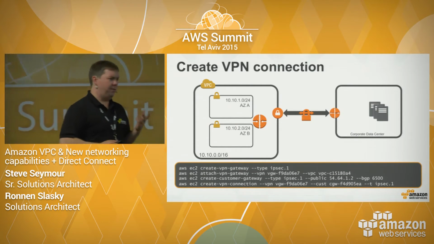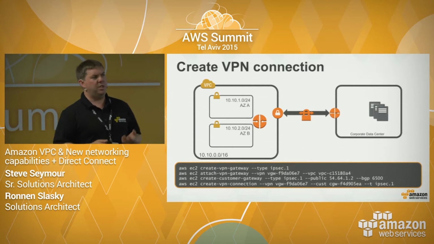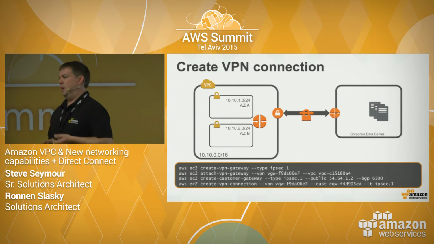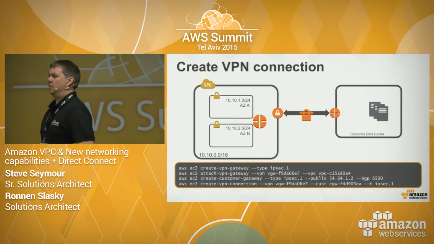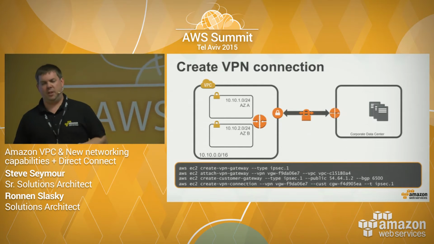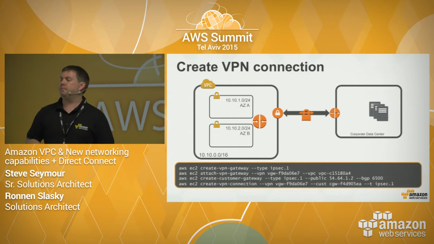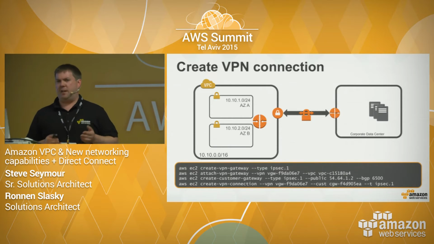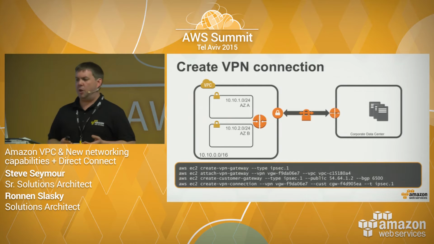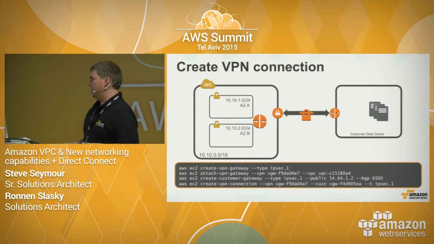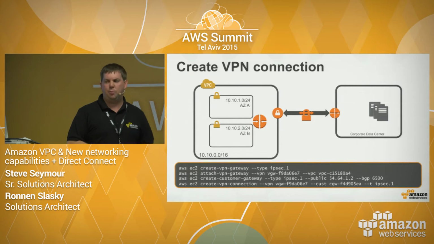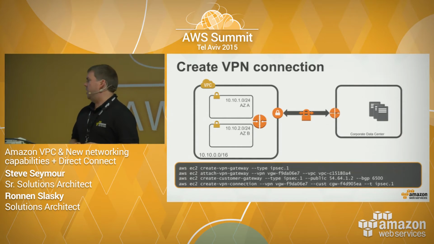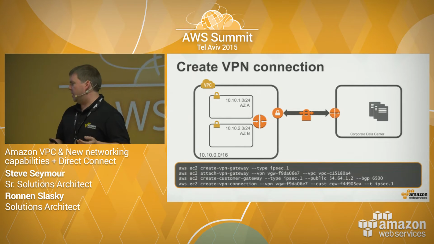Now, you can see the first request is to create the VPN gateway, and we specify a type of IPSec. Now, that's the only type of VPN that we support, but we do support two different variations of it, both dynamic and static. A little bit more about those later on. Once we've created that VPN gateway, that virtual private gateway on our VPC, and attached it, we now need to define the other end of that VPN connection, and we call this the customer gateway. So the third line on the command line example there is to create the customer gateway.